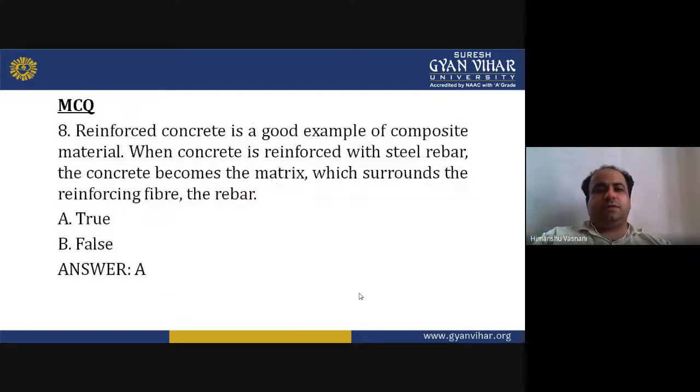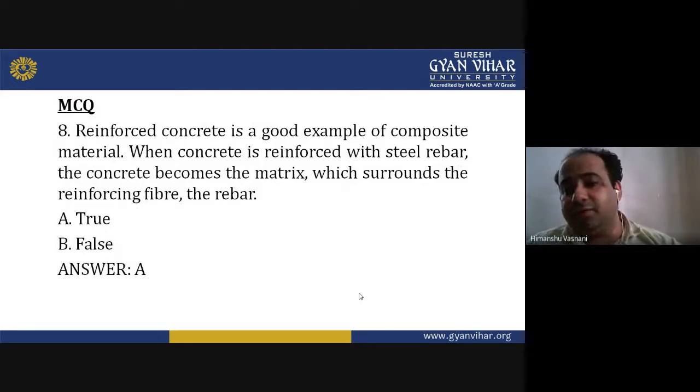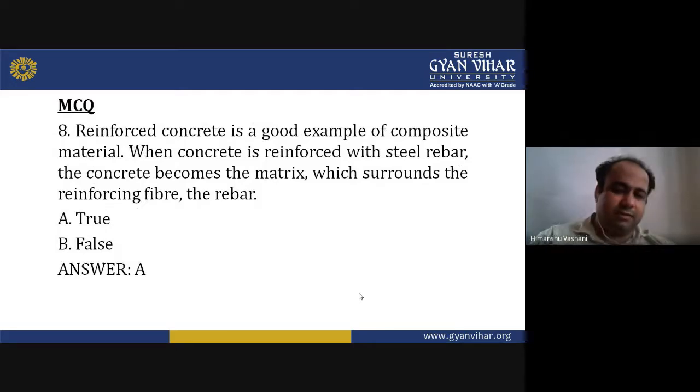Reinforced concrete is a good example of a composite material. When concrete is reinforced with steel rods, the concrete becomes the matrix. It surrounds the reinforcing fibers, the rods. So what do you think? True. A is the answer.